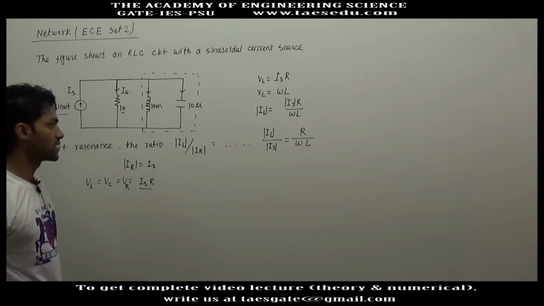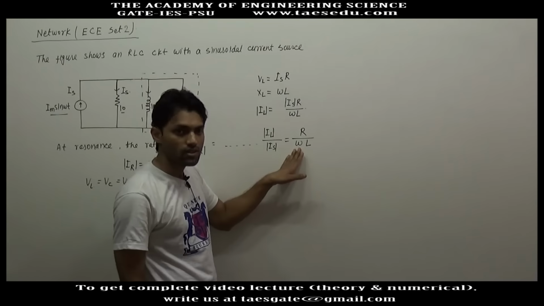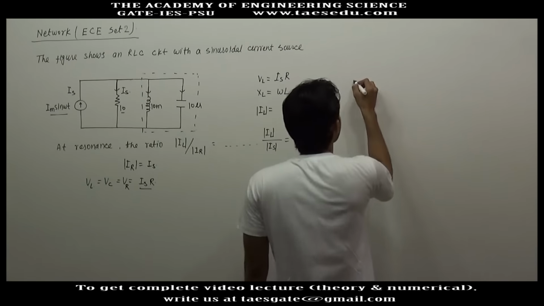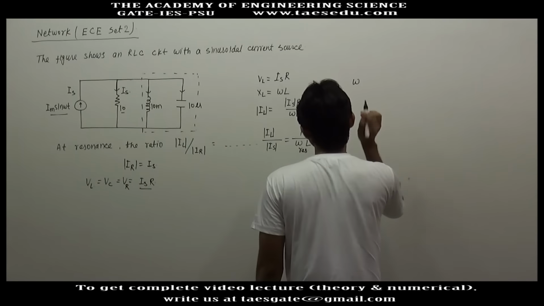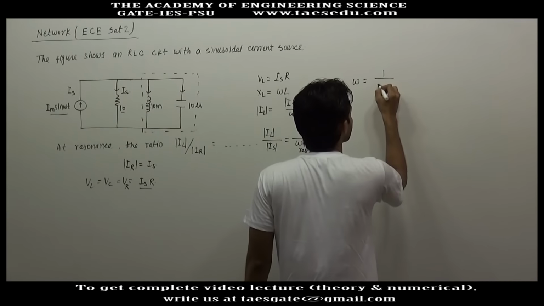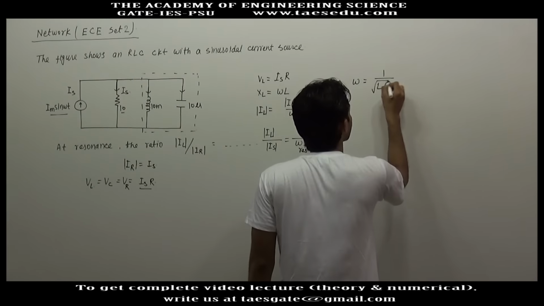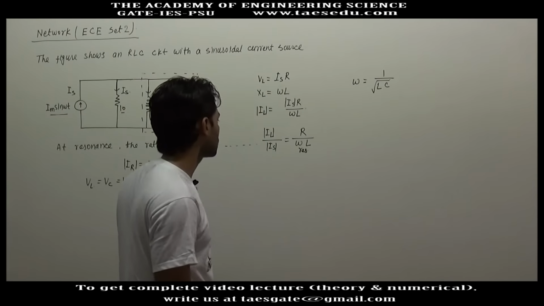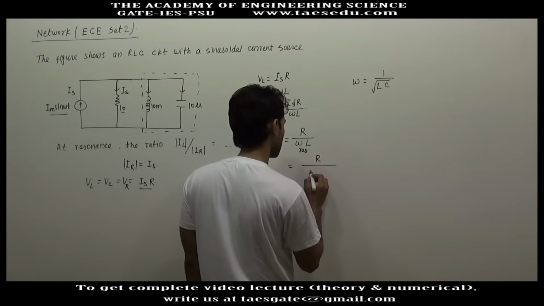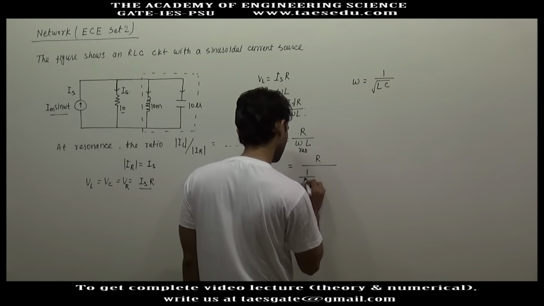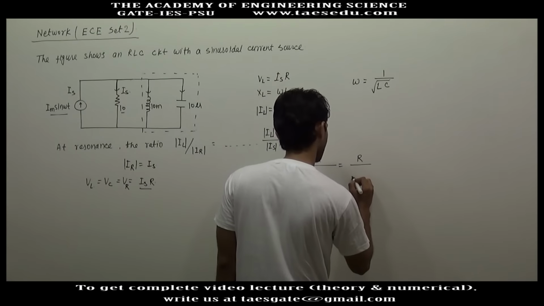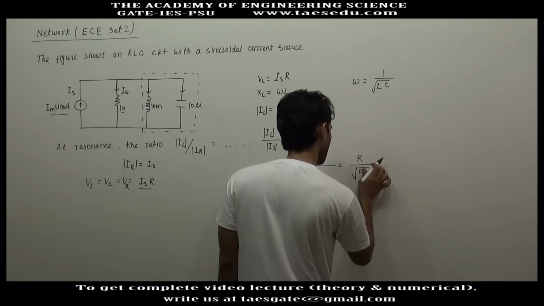And since this circuit is in resonance, the angular frequency will be the resonance frequency. For a parallel RLC circuit, the resonance frequency is 1 by root LC. So in place of omega we will put 1 by root LC into L. This will give you R divided by root under L by C.